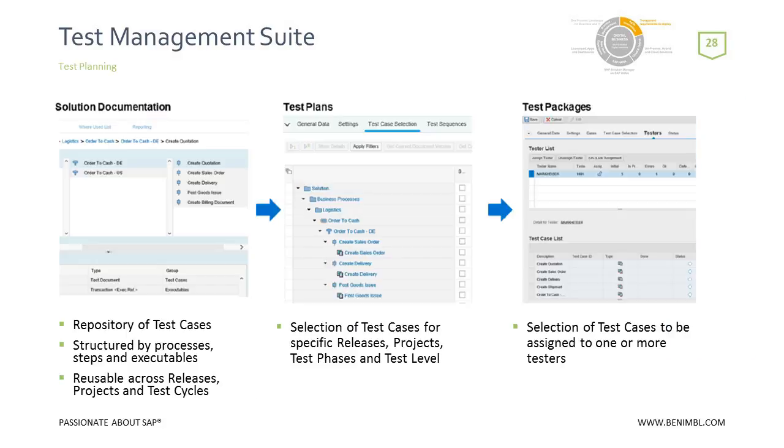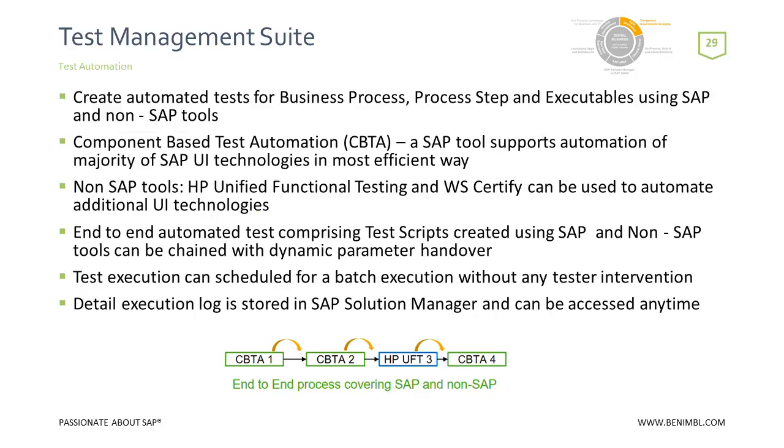Okay. So here's the screen on solution documentation, how you can create your test plan and test packages. We're running a little low on time, so I'm going to breeze through this faster. The test management suite, as you can see, CBTA is for test automation. And if you have any third-party tools that you need to automate a particular step in it, you can use a tool like HP UFT, which used to be known as QTP. And now you are able to basically hand over the data between a CBTA test script and a UFT test script. So that enhancement allows you to do end-to-end process testing.